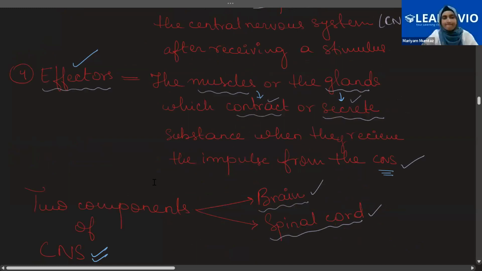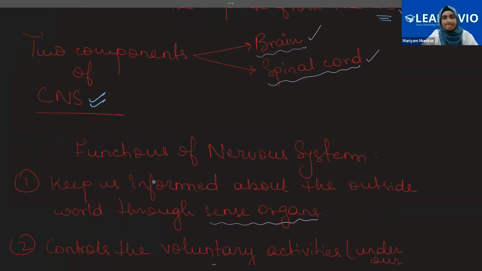All right. Now moving forward, let us look at the components of the central nervous system. The central nervous system has two major components. The first one is the brain, and the second one is the spinal cord. So the brain and the spinal cord are the major components of the central nervous system, meaning the whole entire process of control and coordination takes place because of the brain and the spinal cord.